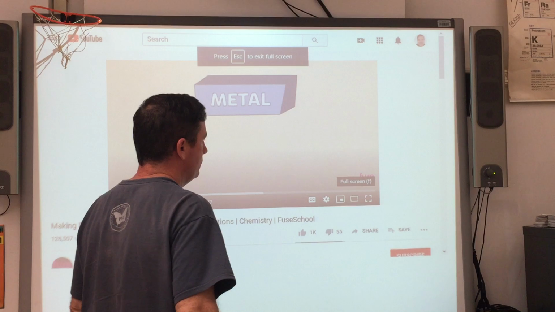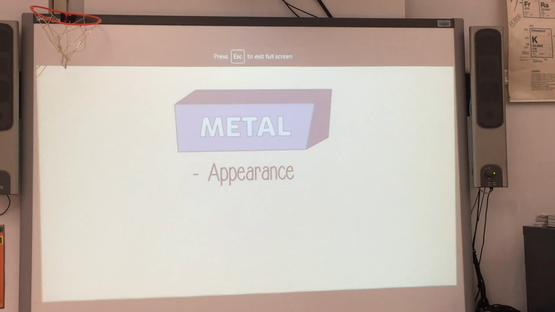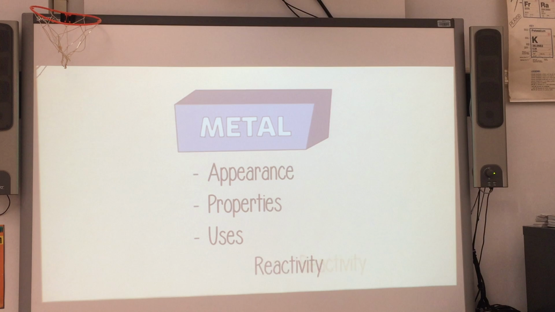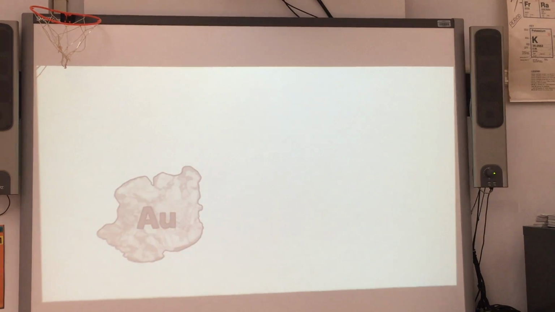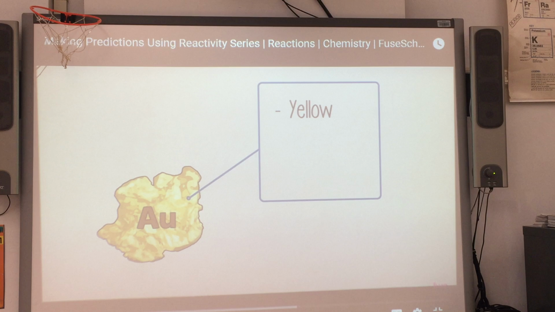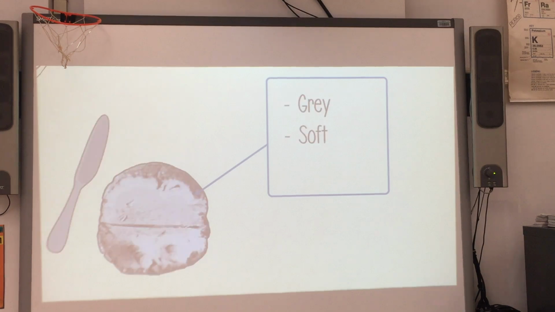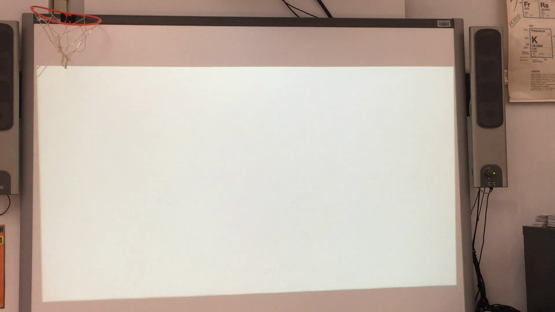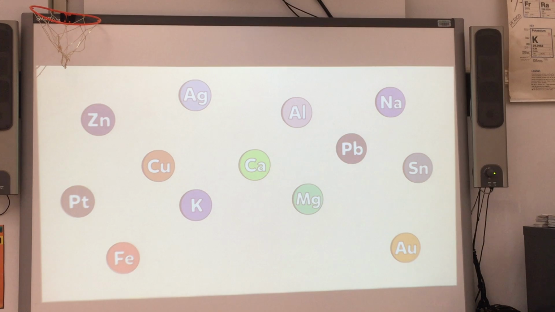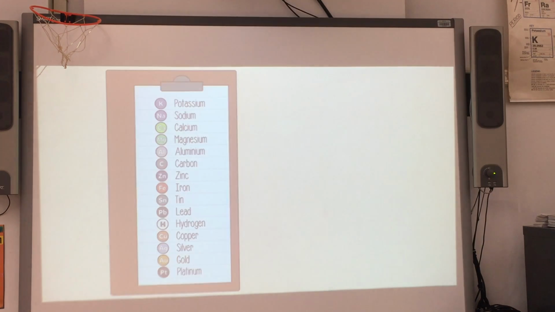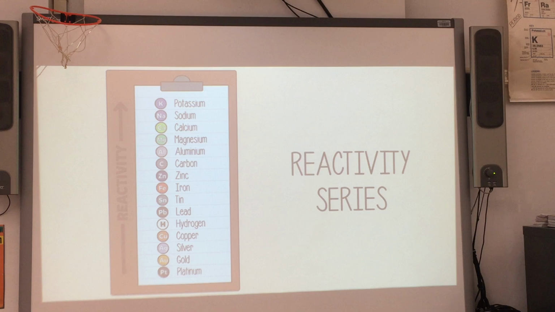Metals can vary greatly from one another in terms of their appearance, properties, uses, and reactivity. Gold, as an example, is yellow, relatively hard, and very unreactive. Potassium, on the other hand, is gray, relatively soft, and reacts vigorously with oxygen and water. We can actually organize these metals according to their reactivity. This arrangement is known as the reactivity series. The most reactive metals are at the top, and the least reactive at the bottom.